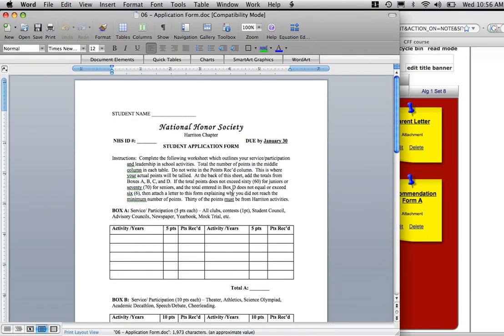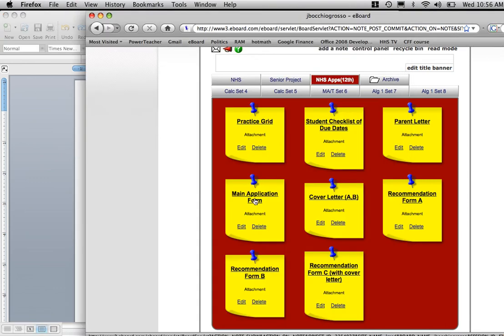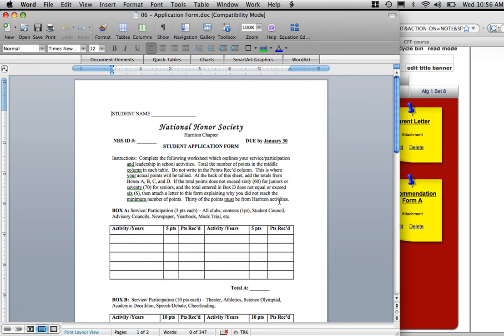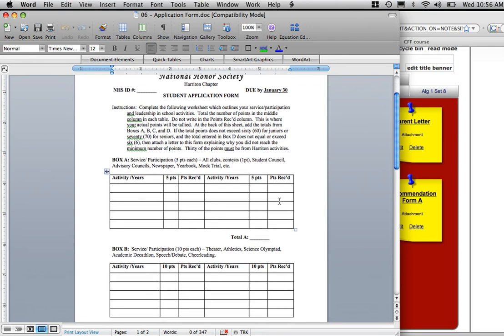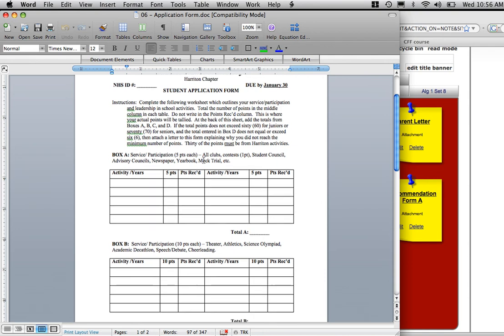This form here is the student application form. You can find it here, main application form, on my eBoard, and it's the same exact thing as the practice grid. The basic idea for seniors is that you need to have 70 points. It's written right there. You need to have 70 points written in these boxes, and you can see box A activities are things like clubs, contests, student council, newspaper, etc.